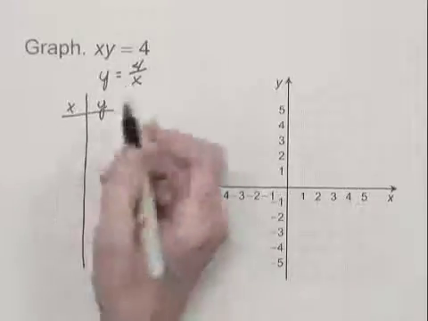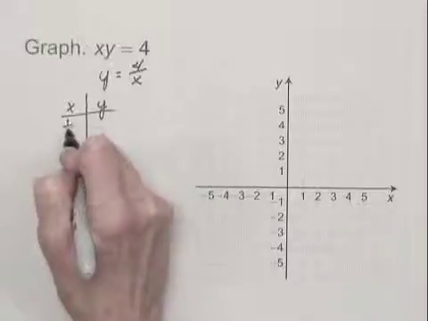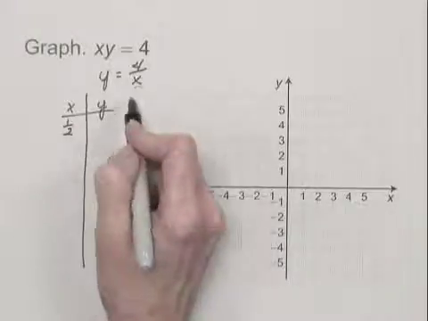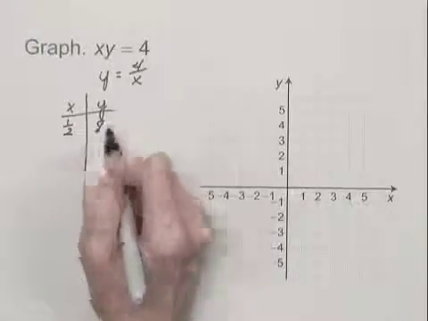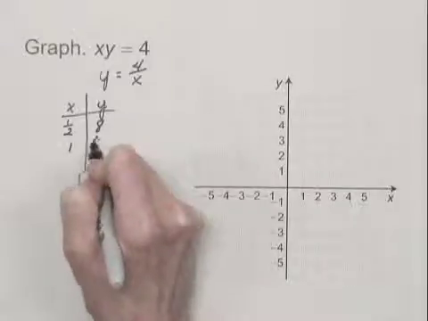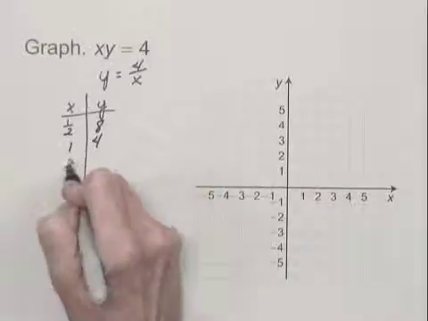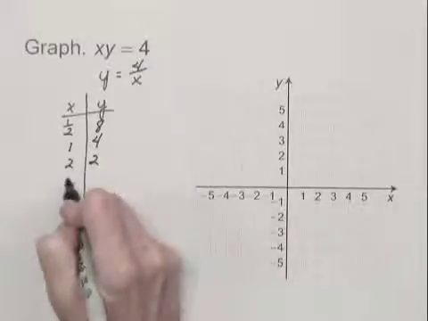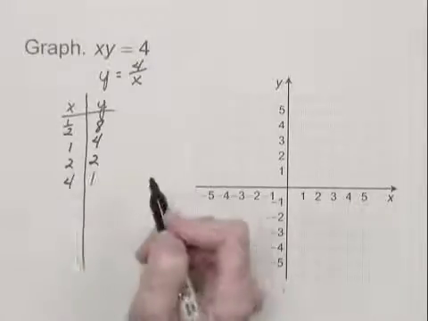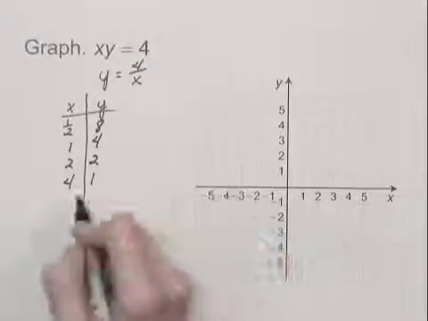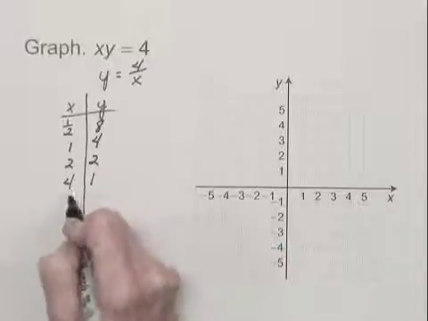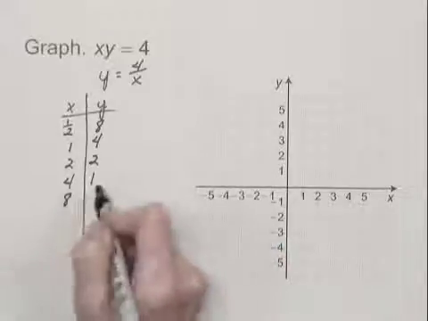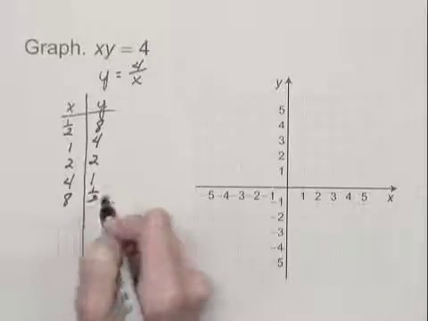Let's start with x equals 1/2. When x is 1/2, y is 4 divided by 1/2, or 8. When x is 1, y is 4. When x is 2, y is 2. You can go through these computations on your own if you like. When x is 4, y is 1. And when x is 8, y is 1/2.